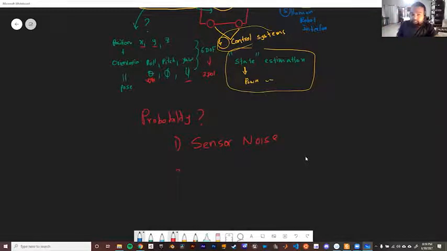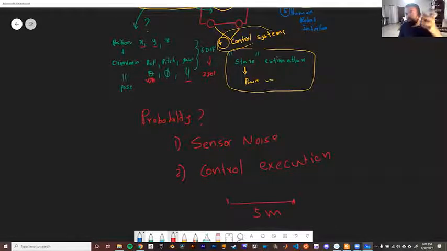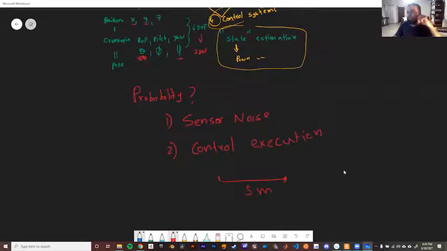Secondly, the control signals are also never 100% noise-free. The control execution. For example, if I tell a robot, I want you to move 5 meters forward, will it be able to exactly move 5 meters forward? No. There will always be some sort of noise involved. There'll be noise in the encoder readings. There'll be noise in the execution of the motor. There will also be slip on the ground. So there are always going to be all these noisy problems. Nothing is 100% perfect.